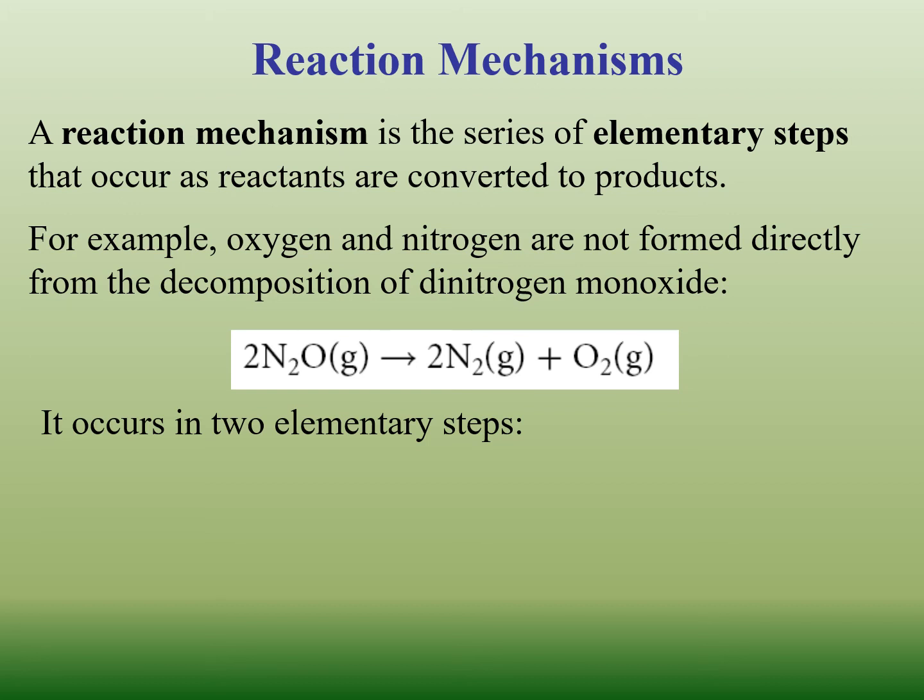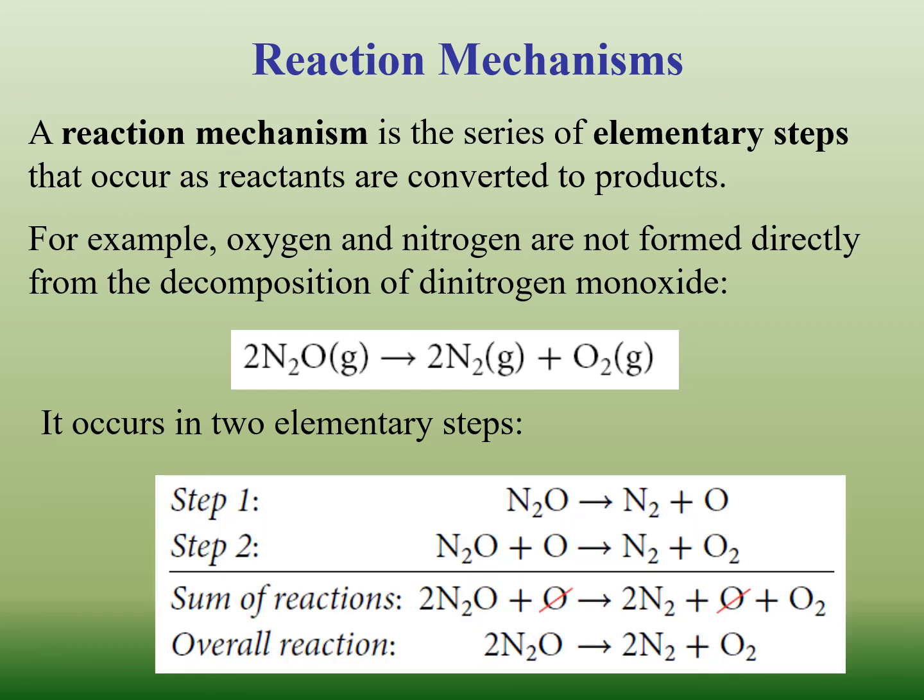The decomposition of dinitrogen monoxide here to nitrogen and oxygen does not happen in one single step. It occurs in 2 elementary steps. In step 1, dinitrogen monoxide decomposes to nitrogen gas and an oxygen atom. In step 2, that oxygen atom can then react with another molecule of dinitrogen monoxide to produce nitrogen and oxygen. When the sum of the reactions is taken, the oxygen atoms cancel out, and we are left with the overall reaction.